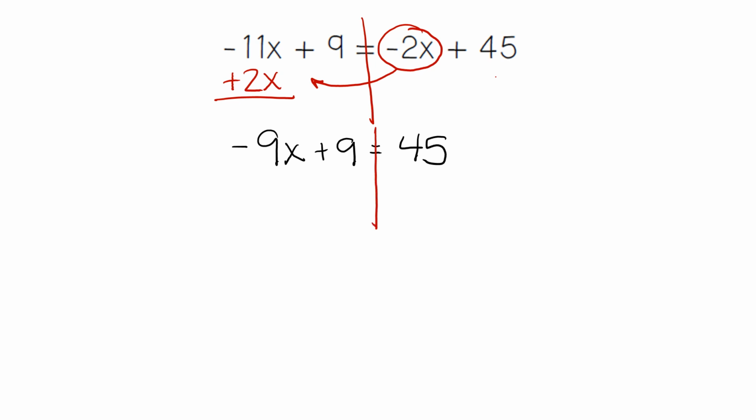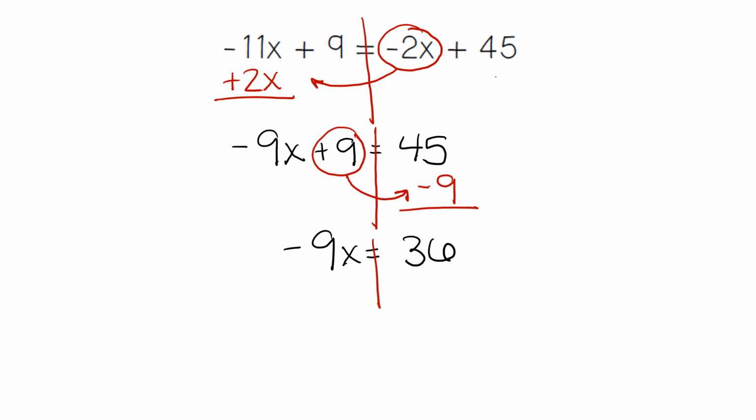Step number 4 tells us to move the whole numbers over to the right-hand side. So we're going to take our plus 9, we do the opposite, we do a minus 9. The negative 9x stays the same because we did not use that piece of the equation. 45 minus 9 is 36.